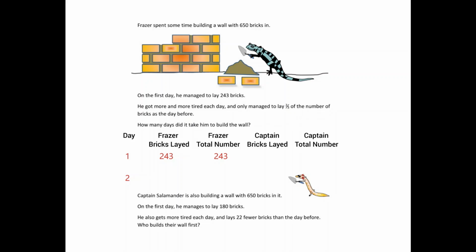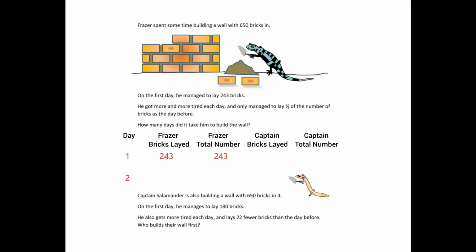For day 1, he put down 243, and the total number is 243. Now day 2, as you can see, he's going to put down 2/3 of that amount that he put here. We know he has 650 bricks. And the first day, he didn't lay down 2/3 on the first day. The first day he laid down as many as he could, and that was 243. And the total is 243.